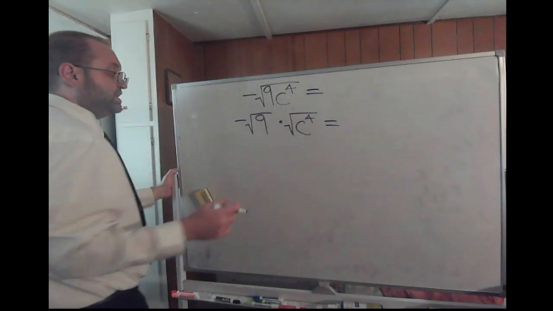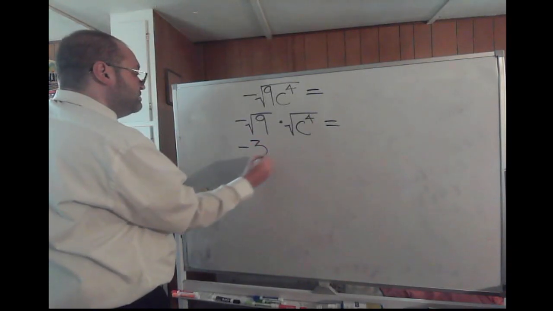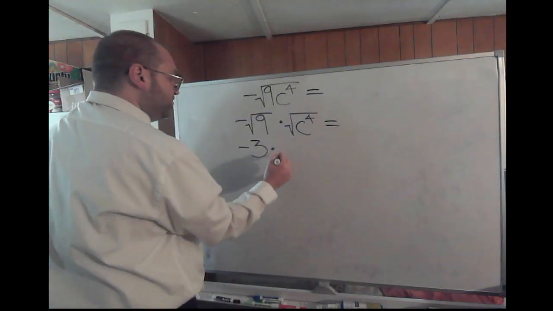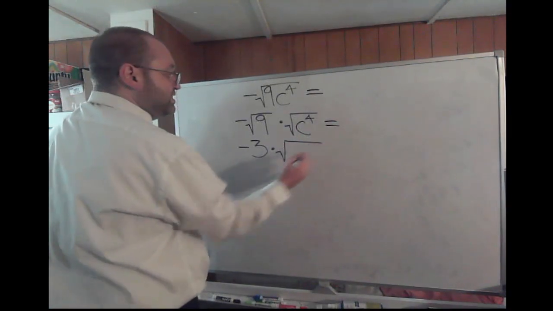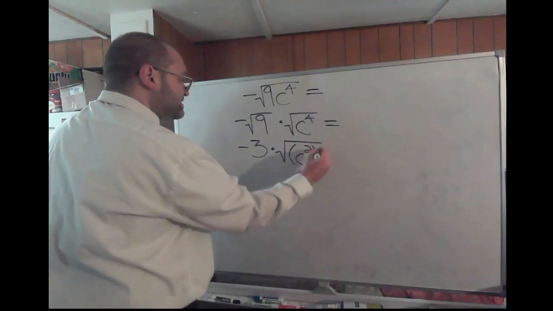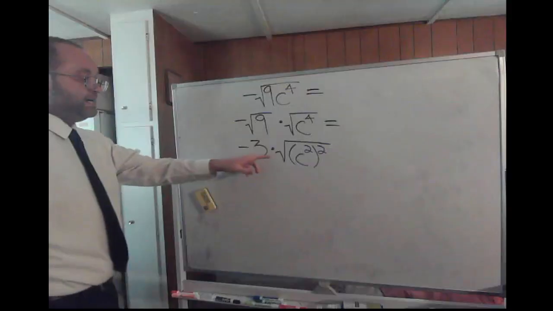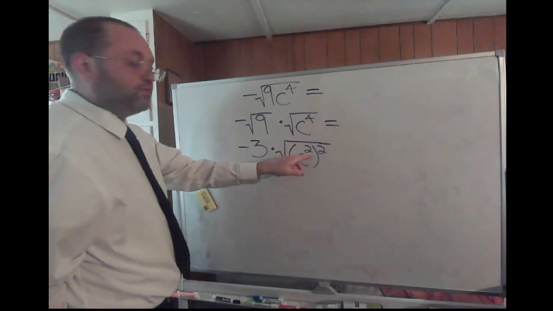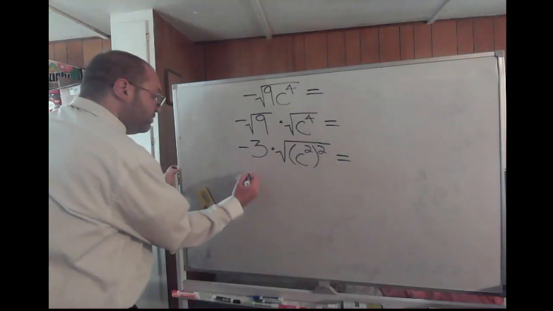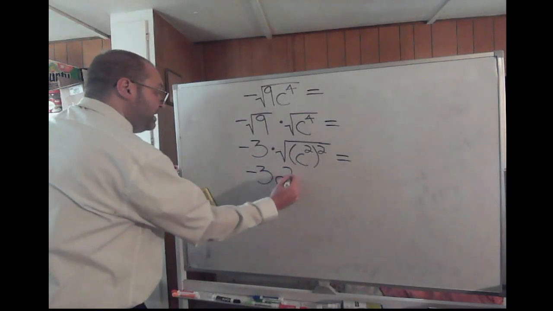Well, good news is negative of the square root of 9, that's negative 3. So that part checks out. But we still have this square root of c to the fourth. Well, isn't it true that c to the fourth is just c to the second power? So now we have negative 3 times the square root of c to the second raised to the second power, which is simply going to end up being negative 3c to the second power.